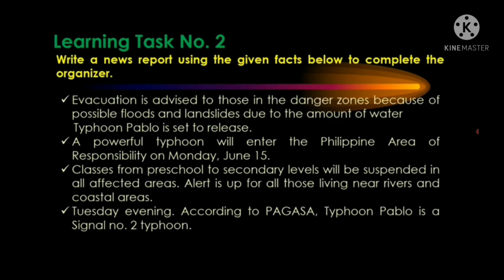A powerful typhoon will enter the Philippine area of responsibility on Monday, June 15. Classes from preschool to secondary levels will be suspended in all affected areas. Alert is up to all those living near rivers and coastal areas. Tuesday evening, according to Pagasa, Typhoon Pablo is a signal number 2 typhoon.